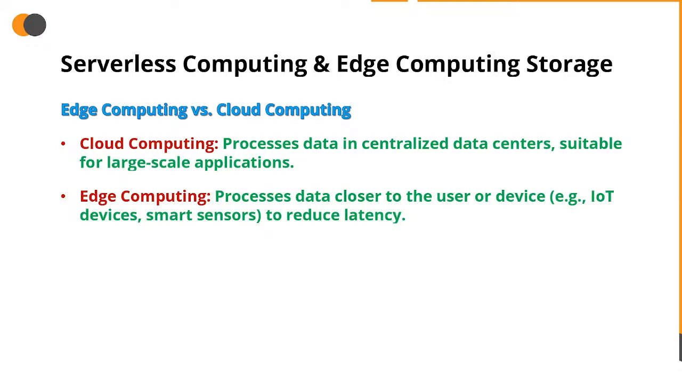Simply, edge computing is the technology that processes the data close to the user or the device, and it's useful for situations that require real-time data processing and analysis. Cloud computing processes the data in centralized data centers, suitable for large scale applications. Whereas edge computing processes the data closer to the user or device, for example, IoT devices and smart sensors, to reduce latency.